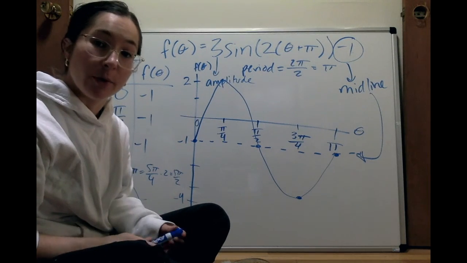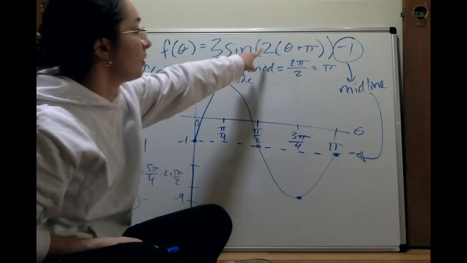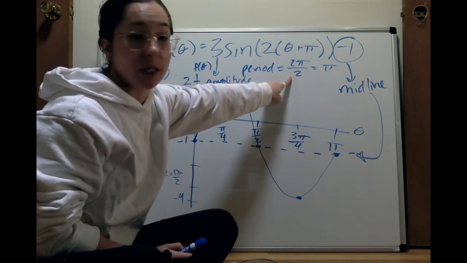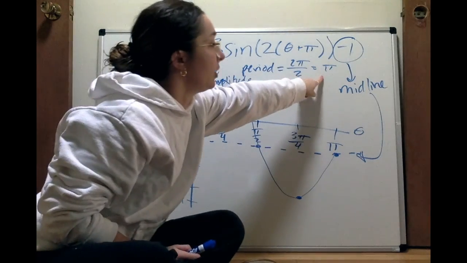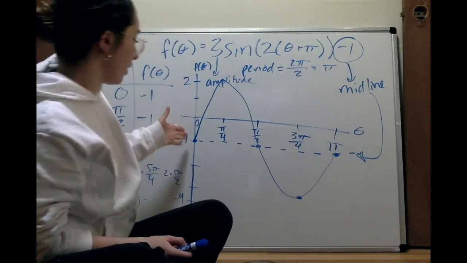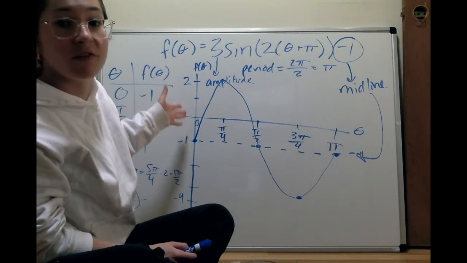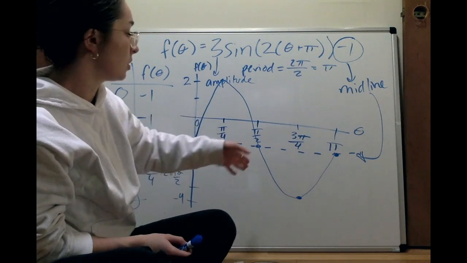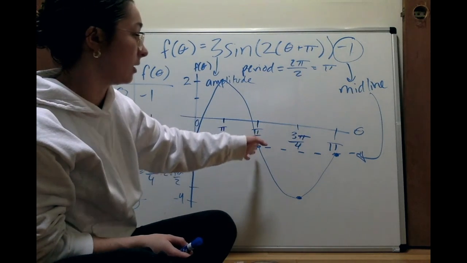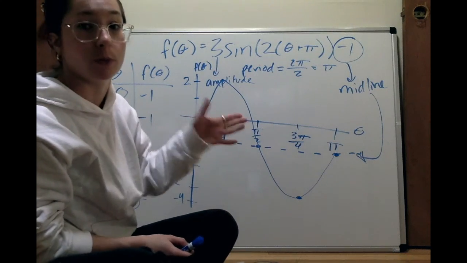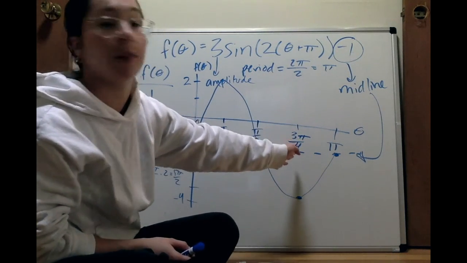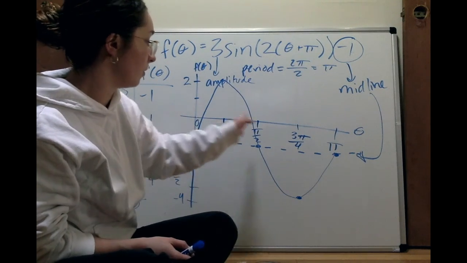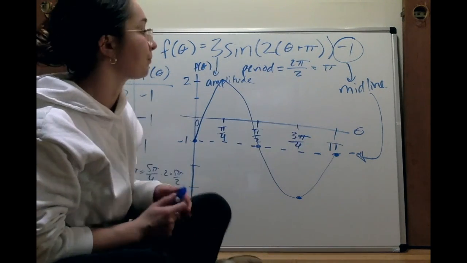So I started graphing what I knew. I know that because my B value is 2, my period is 2 pi divided by B, or 2 pi divided by 2, my period is going to be pi. So I graphed on my theta axis from 0 to pi, and then I cut it into chunks. So I know I'm going to need pi over 2 as my halfway point, and then I need my quarter points, which are going to be pi over 4 and 3 pi over 4, which are halfway between 0 and pi over 2, and pi over 2 and pi.